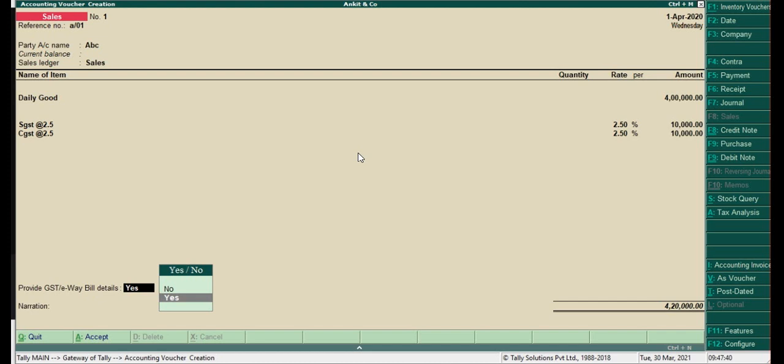So do you have any doubts in the purchase voucher and sales voucher of within the state, intrastate transactions, purchase and sale? Is it clear? Yes, sir.